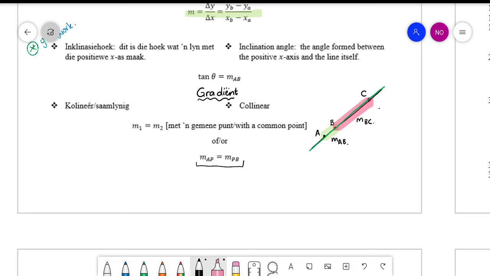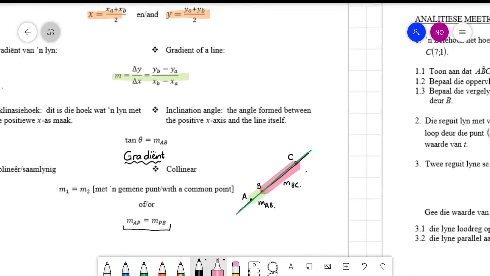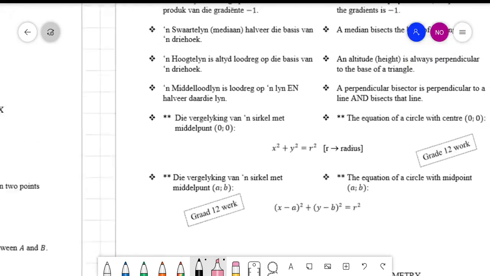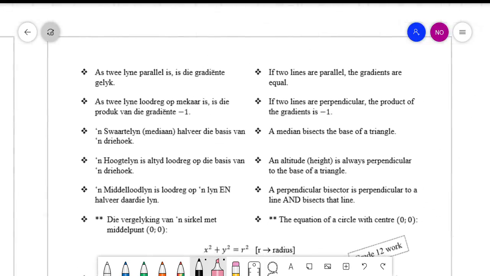Okay, goed. Die volgende ding waarna ons gaan kyk met gradiënte is wanneer ons praat oor parallelle lyne. So when two lines are parallel to one another, it means that the gradient of the one is equal to the gradient of the other one.